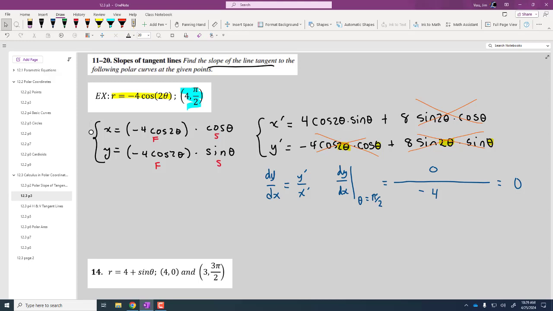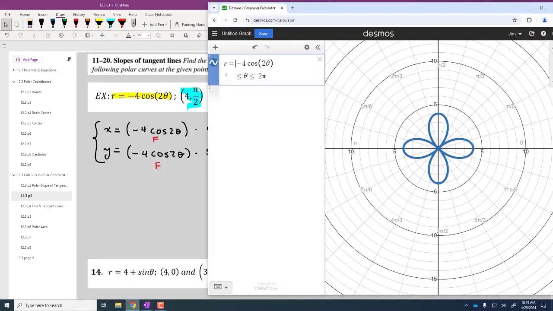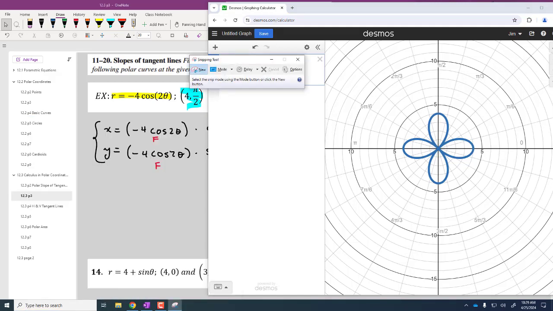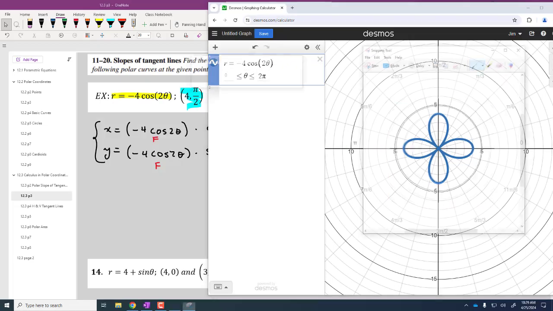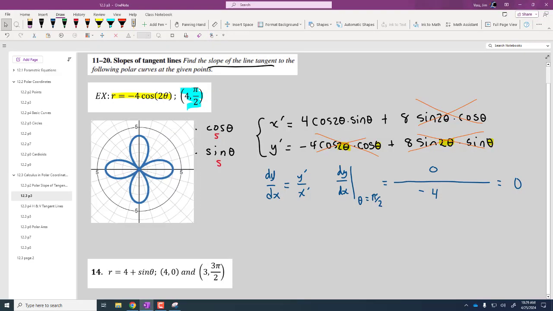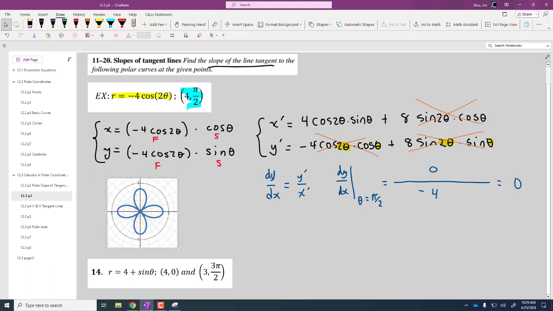We should just visually be able to see where we are. We go to pi over 2, and we go out 4. So pi over 2 out 4, we're right there. And yes, we have a horizontal tangent. Everyone agree with that? So it's just giving us what we expect. So that horizontal tangent that we are finding is at pi over 2. So there is our corresponding horizontal tangent right there.